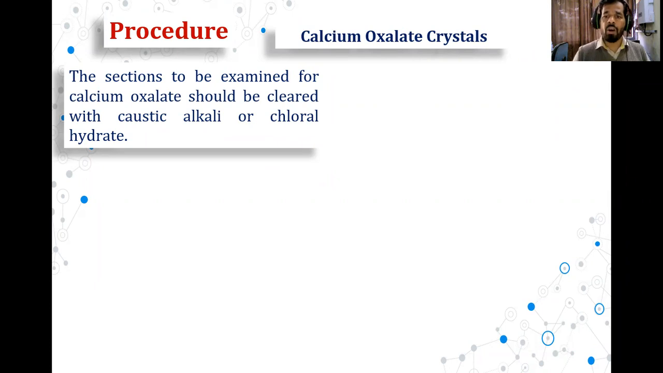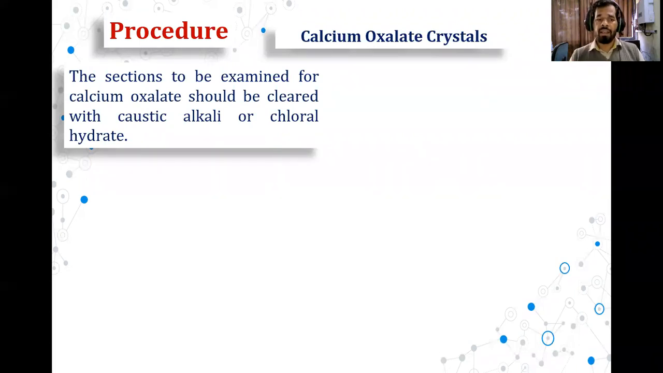But in case of calcium oxalate crystal, first you should clear the sections of the drug with caustic alkali or chloral hydrate. Now remember that starch grains you can determine within a powder, or also in sections, but the best way is to determine within a powder. That means directly take maize starch or prepare wheat starch and directly measure the size. But in case of calcium oxalate crystal, it is very difficult to isolate the crystals, and therefore you need to take a TS, and in that TS, first treat it with a caustic alkali or chloral hydrate to clear.